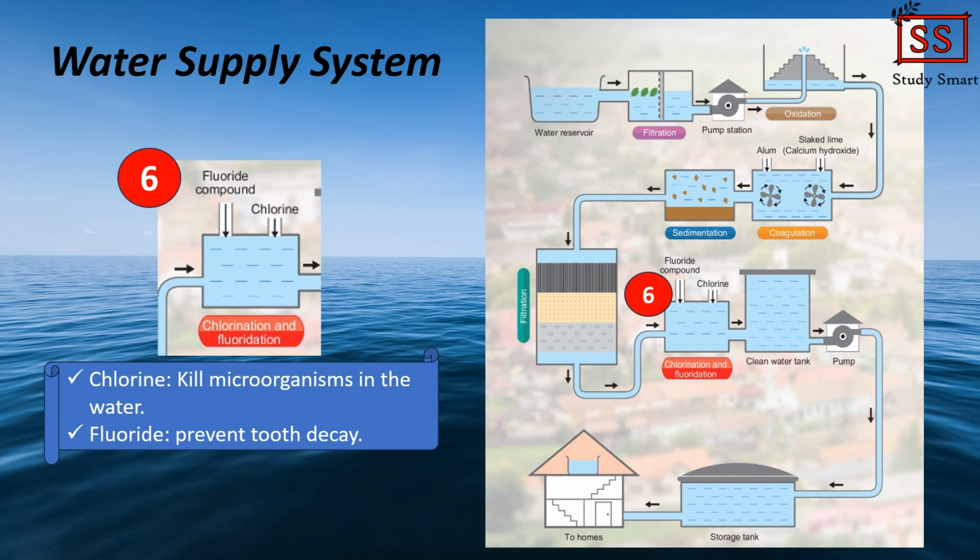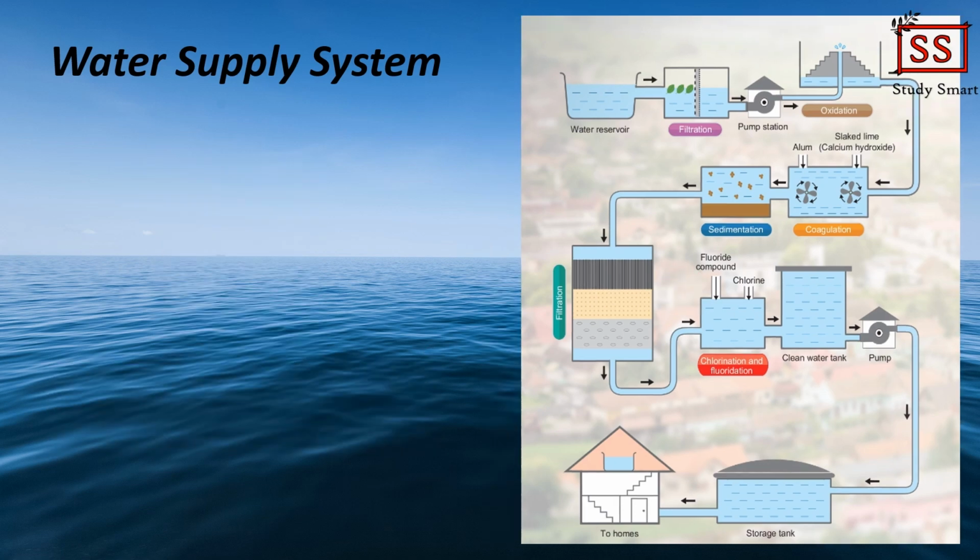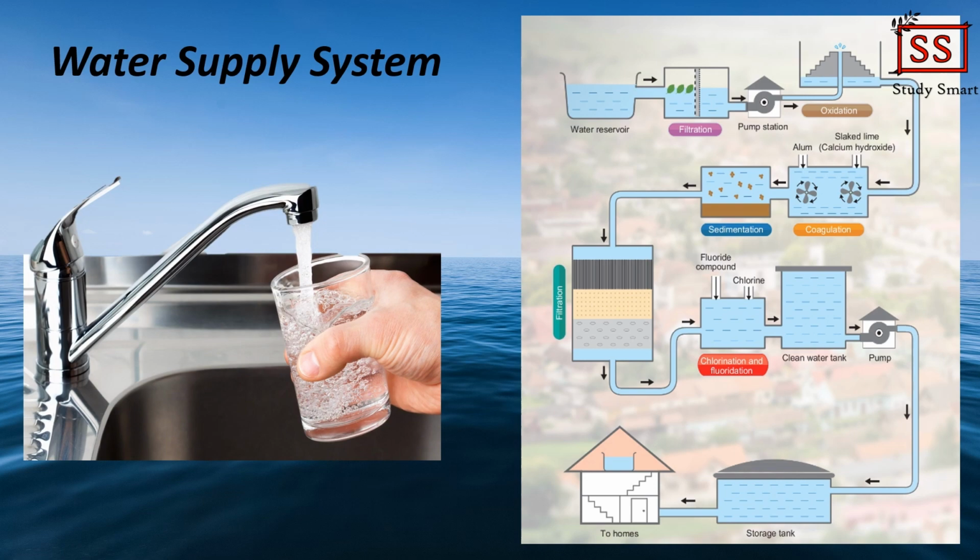Chlorination is introducing chlorine into the water in order to kill microorganisms in the water, while fluoride is introduced in the water in order to prevent tooth decay. And finally, after all these processes, you are able to get clean water to be used on a daily basis.